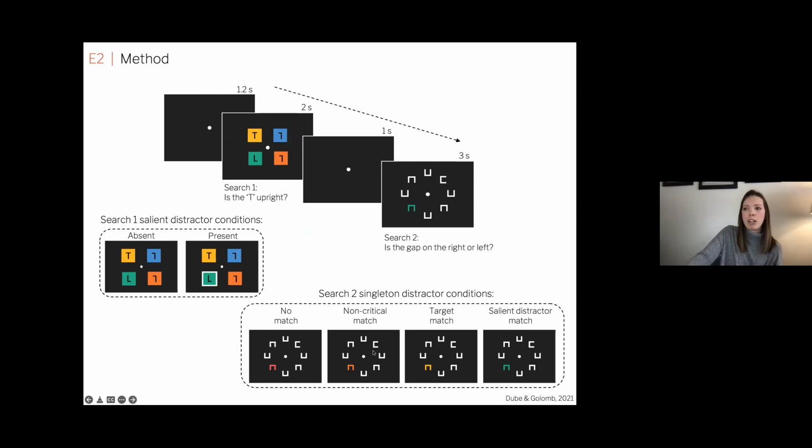And our primary comparison of interest here is this non-critical match versus the salient distractor match. So both of these colors here are just seen colors. Both of them are irrelevant, but one of them was just associated with a salient distractor. So by virtue of being associated with that salient distractor, does this color intrude into memory and bias attention in a subsequent search to a greater degree than this other just seen color?